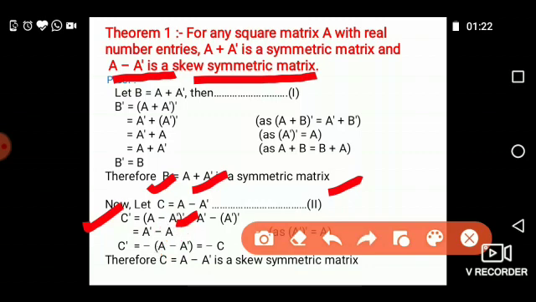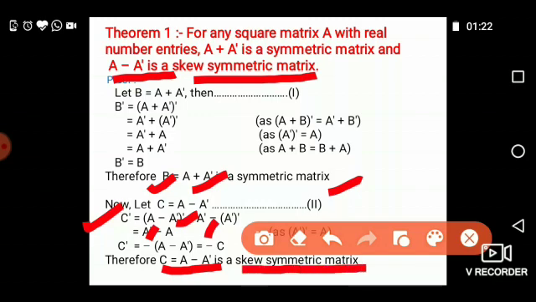Therefore, C dash is equal to, this minus sign remains the same, and from equation number 2, A minus A dash is equal to C. Therefore, once again we can see that C dash is always equal to minus C. It satisfies the skew symmetricity definition. Therefore, C equals A minus A dash is always a skew symmetric matrix.